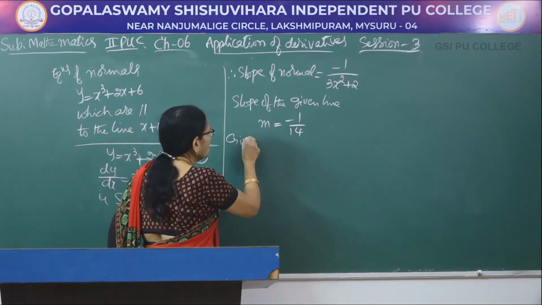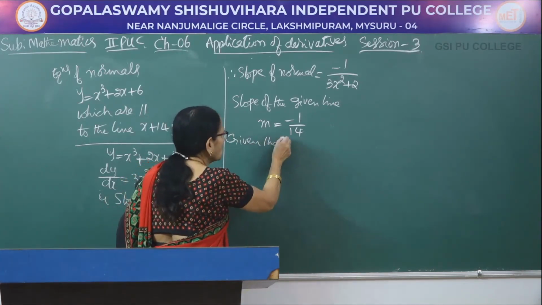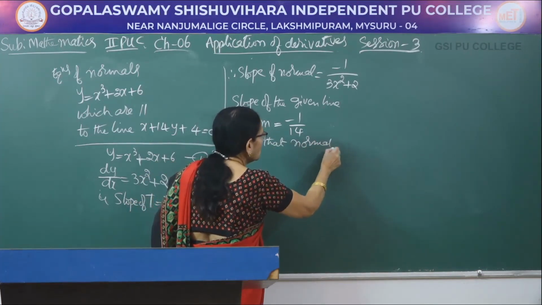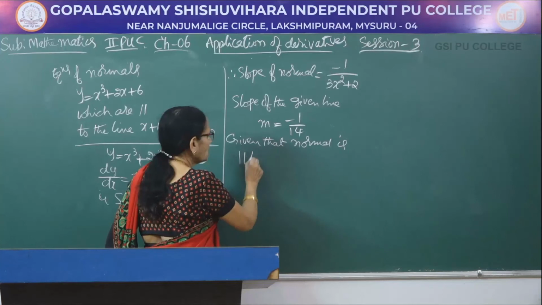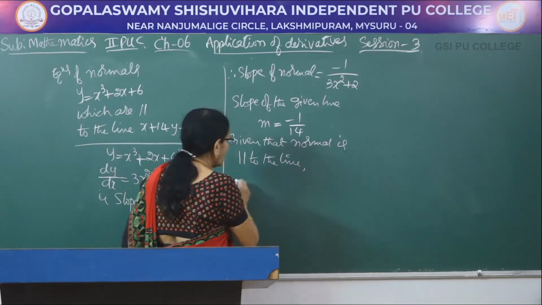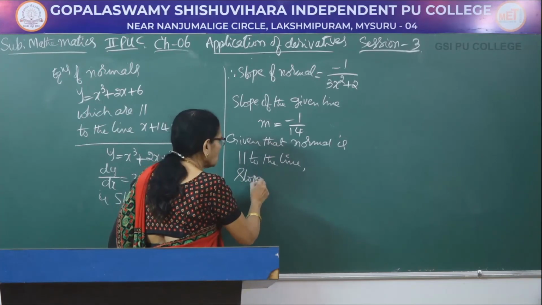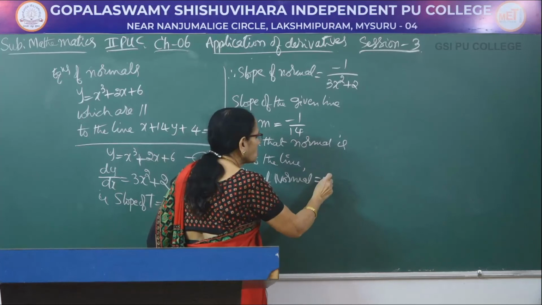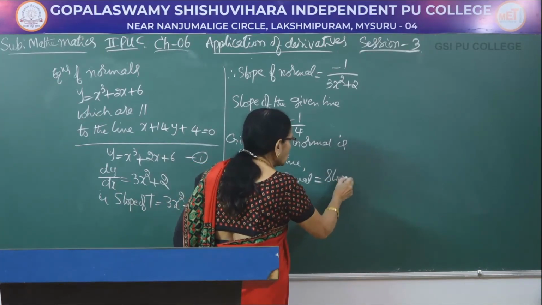Given that the normal is parallel to the line, the slope of the normal should be equal to the slope of the line.